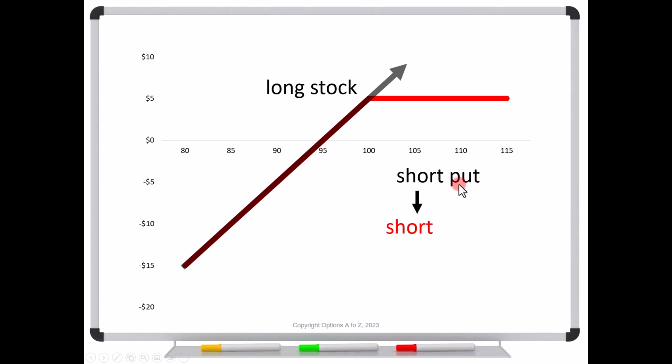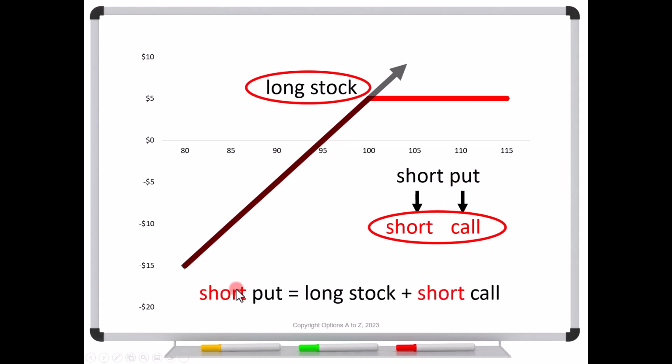We can't use put as part of the answer, so we know it has to be a short call. So we see that long stock and a short call is synthetically equal to the short put. All right, so there we go. The short put, notice that it's short. We know that part of the answer must have a short call to it, and then we just figure out our deltas from the stock position.